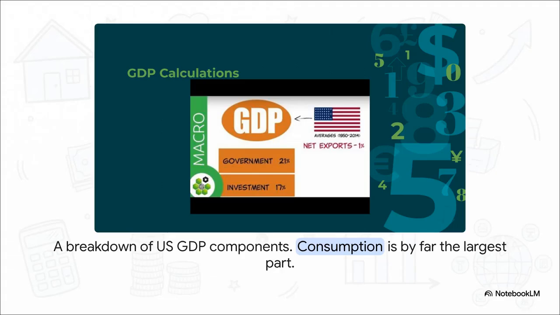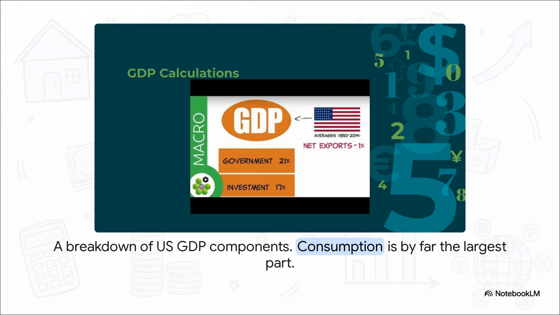So what does this formula actually look like in the real world? Well, this slide shows a pretty typical breakdown for the US economy. As you can see, consumption or household spending is by far the biggest piece of the pie. Government spending and investment are also very significant. And net exports for the US are often a small negative number because it tends to import more goods and services than it exports.